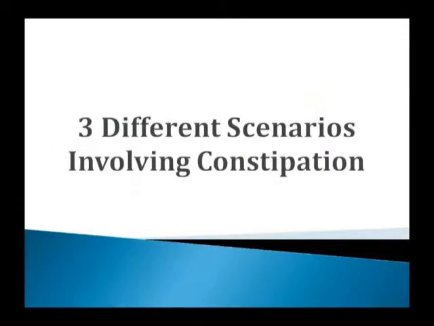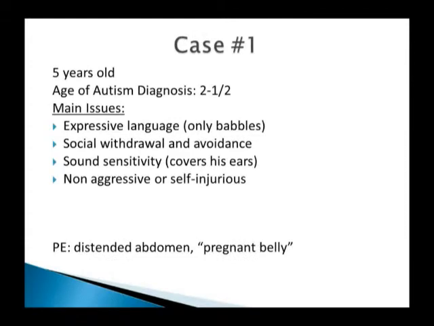Okay, so let's talk about some of the more common things. This is three different scenarios involving constipation, because constipation is a big problem as a comorbid issue in autism. Case 1 was a 5-year-old individual. Age of autism diagnosis was 2.5. Main issues, very typical of many kids: expressive language problems, social withdrawal and avoidance, sound sensitivity, non-aggressive or self-injurious, which was good news.